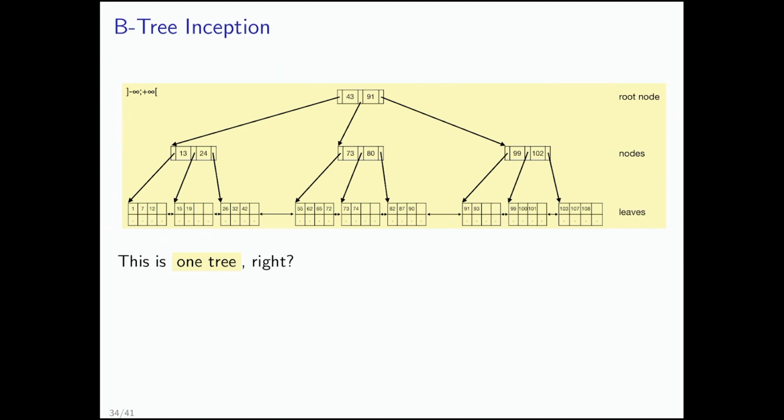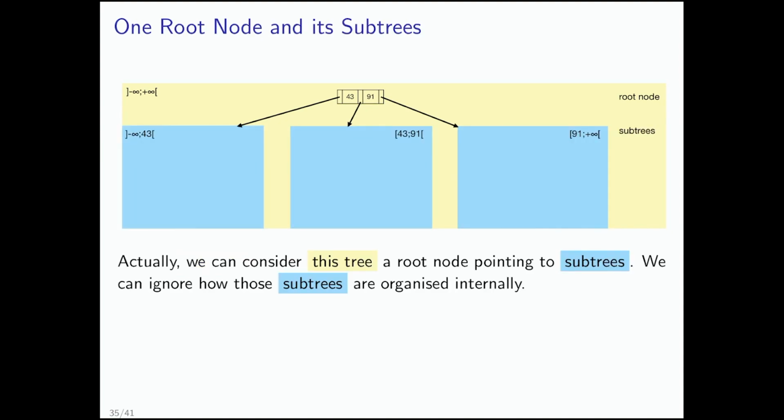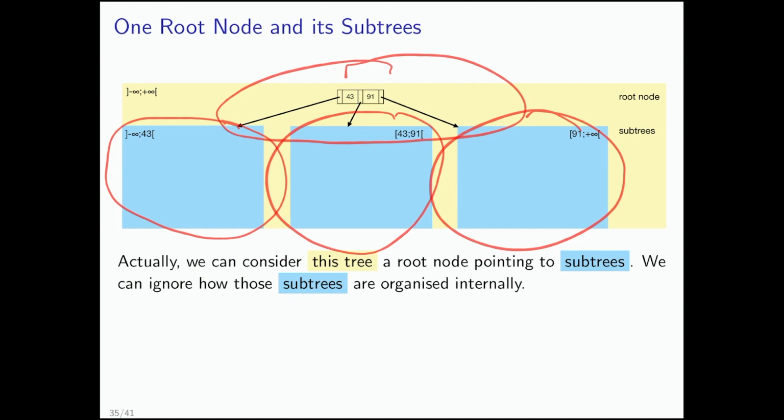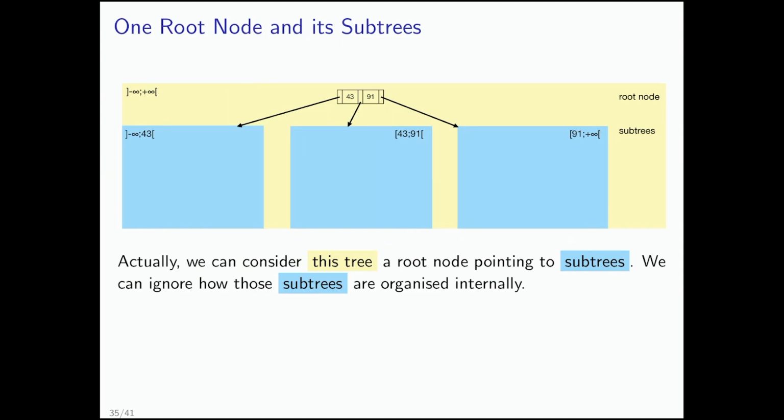But if you think about that, you could also view such a tree as one root and its subtrees. That is depicted here. So I could say, okay, here's my internal node, which happens to be the root node, and this node points to subtrees. I have 3 subtrees here depicted in blue, and what this does is an interval partitioning at the end of the day.